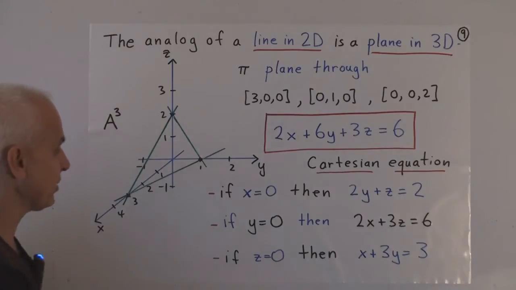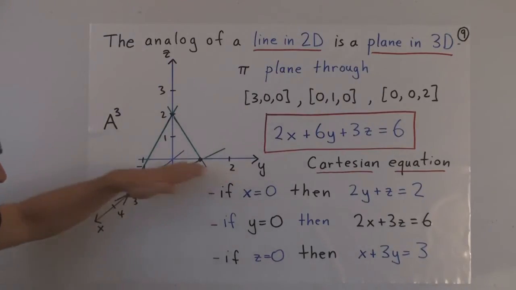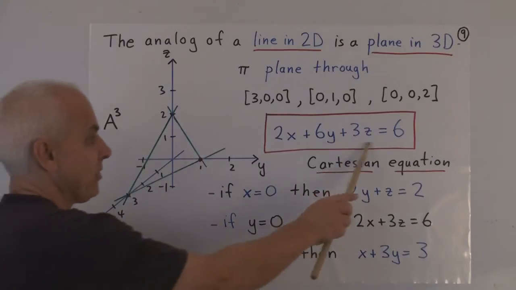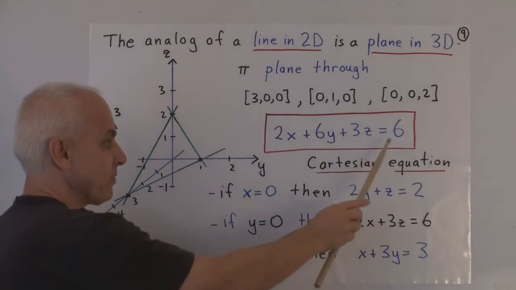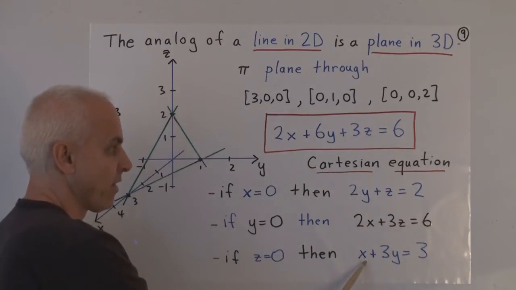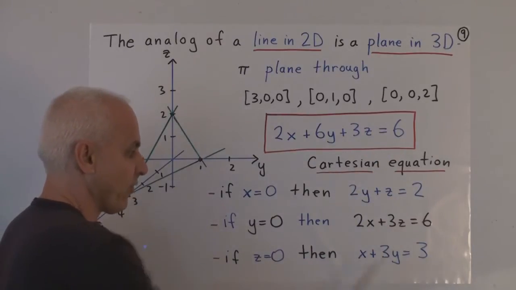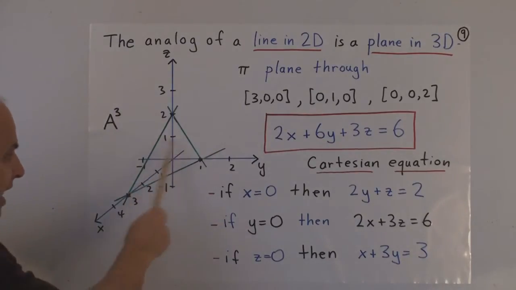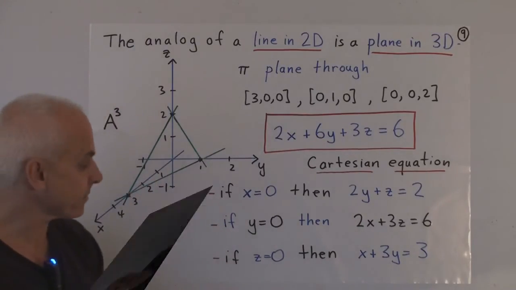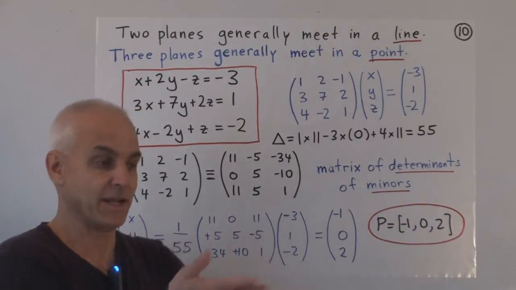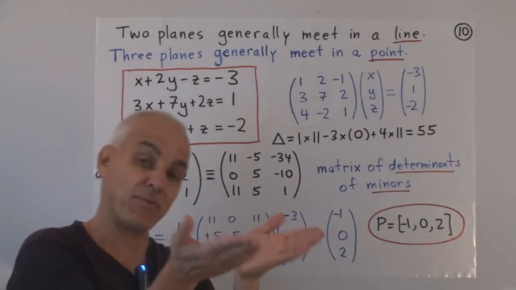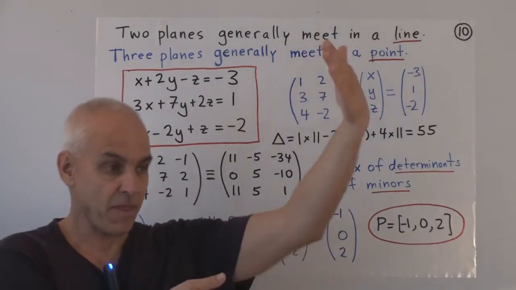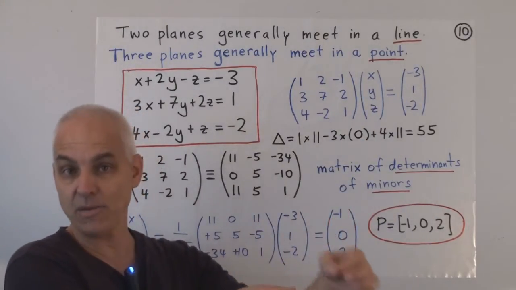And if we set z equal to 0, then we're talking about the horizontal plane, the xy plane. Set z equal to 0, then you get 2x plus 6y equals 6, or dividing by 2, x plus 3y equals 3. And that's the equation of that ordinary line there in the xy plane. Two planes generally meet in a line. If we have three planes, well, two of them meet in a line, and then the third plane meets that line in a point.